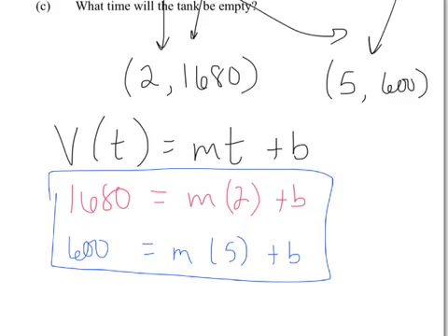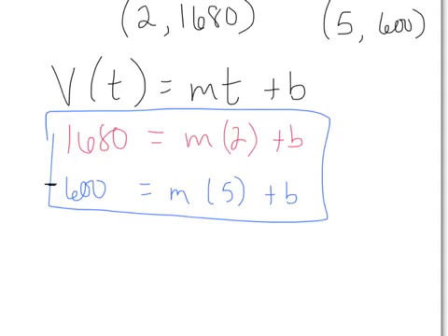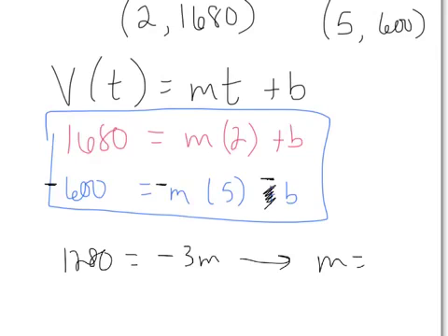If you negate the first equation or the second equation, you end up with a negative b in one of those equations, and then you can just add them together. So multiply either of these by -1. I'm going to choose the second one. So I'm just going to put a negative sign here, a negative sign here, and make this a negative sign here, and get rid of that. And now add straight down. 1,680 minus 600 is 1,280. 2m minus 5m is negative 3m, and the b's cancel. Dividing by 3, we're going to get a slope for m of negative 360. There's our slope right there.